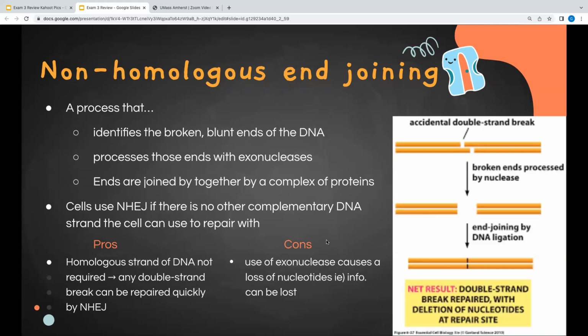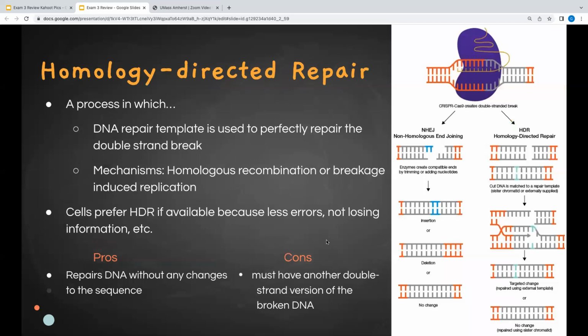Pros, well, you don't need a homologous strand of DNA. Probably a little bit quicker too. Cons, because you use an exonuclease to cleave back these sticky ends into these blunt ends, you lost information. Okay, for us though, that's fine.